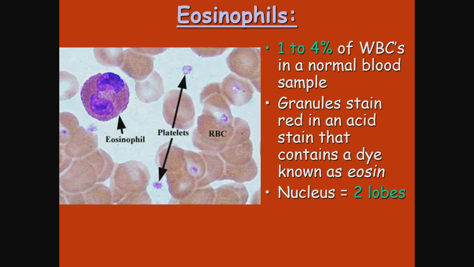Eosinophils, 1 to 4% of white blood cells in a normal sample will be eosinophils. Their granules stain red in an acid stain known as eosin. And the nucleus has, as you can see here, 2 lobes.